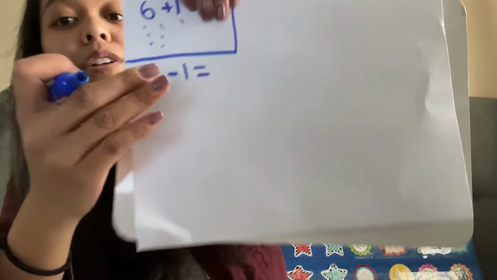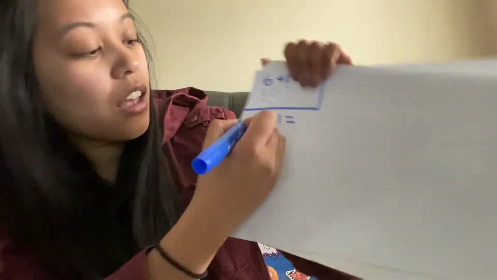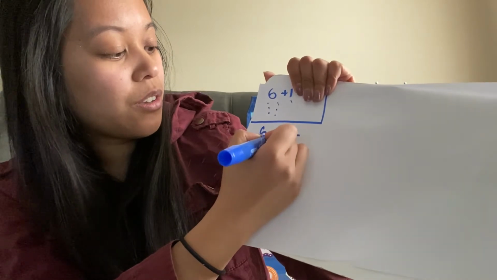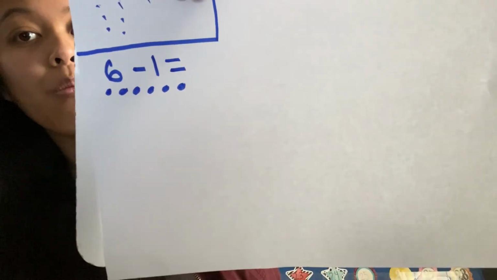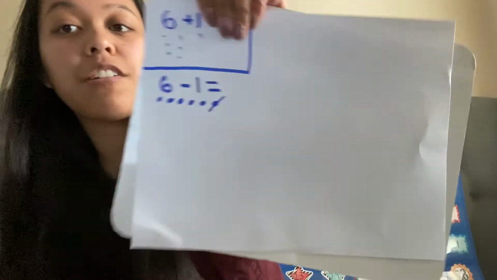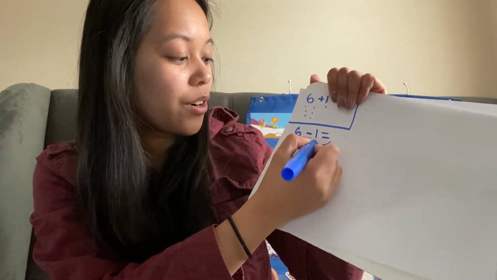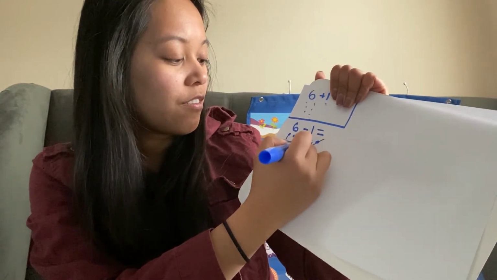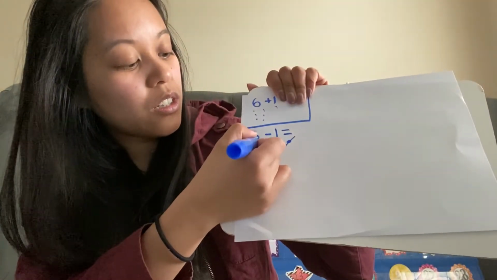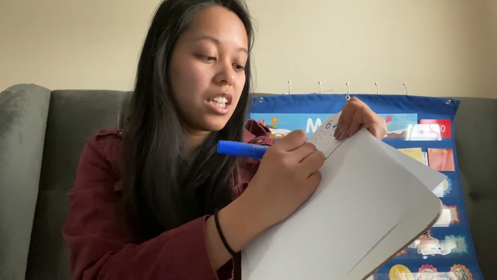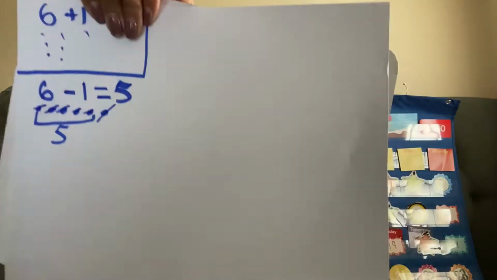And then I'm going to draw 6 circles here, because we're taking away, we don't need to draw any extra circles. So 1, 2, 3, 4, 5, 6. And because we're going to take away 1, I'm just going to cross out the last one right here. And then I can count how many I have left. So 1, 2, 3, 4, 5. And then I'm going to count again to double check my work. So 1, 2, 3, 4, 5. Right here. So we know that 1 less than 6 is 5. So I wrote that.